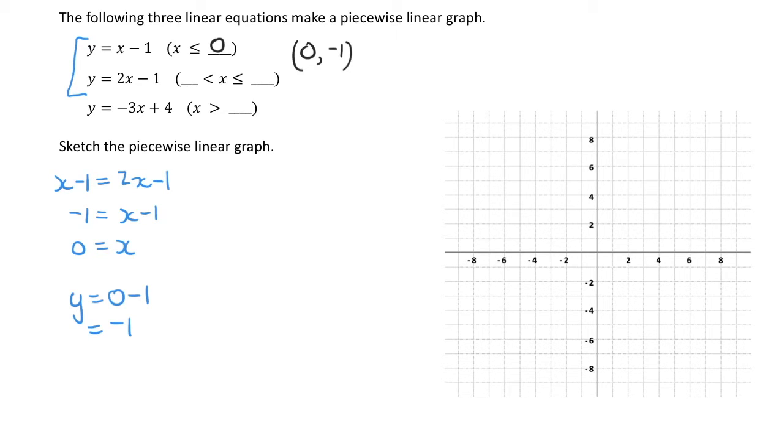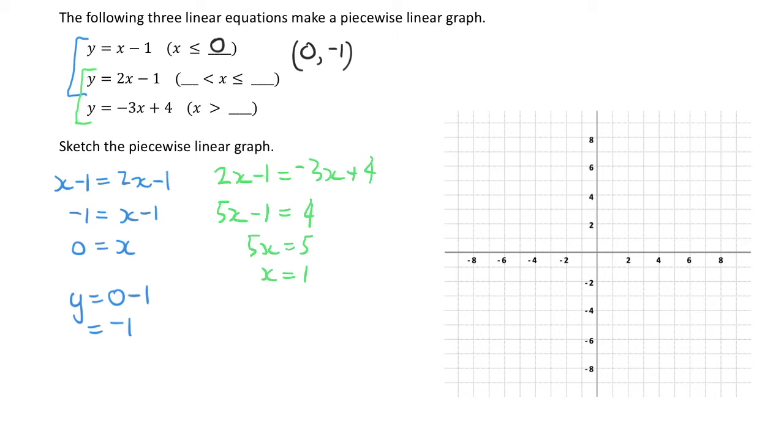To work out my second intersection point, I then need to look at the next two, the second and the third equations, and do the same process and solve them simultaneously. I can equate the two equations, so 2x minus 1 is equal to negative 3x plus 4. Moving the negative 3x over, it'll become 5x minus 1 is equal to 4. When I move the negative 1 over, it'll be 5x is equal to 5. So therefore, x is equal to 1.